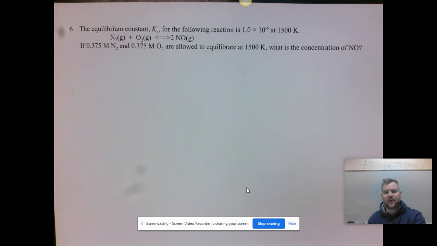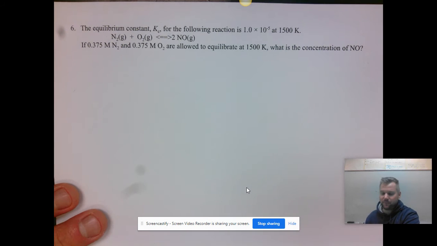Right, one more math problem on the chemical equilibrium ice table sheet. This is problem number 6, and this one's a little bit different because instead of solving for K, we're going to solve for the concentration of one of our reactants or products, doesn't matter which. And just like the previous problems, we need to ID that it's an equilibrium type problem.